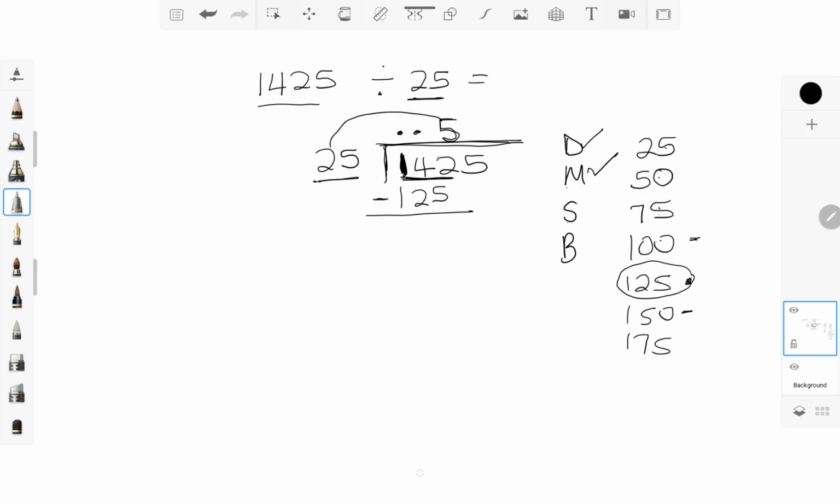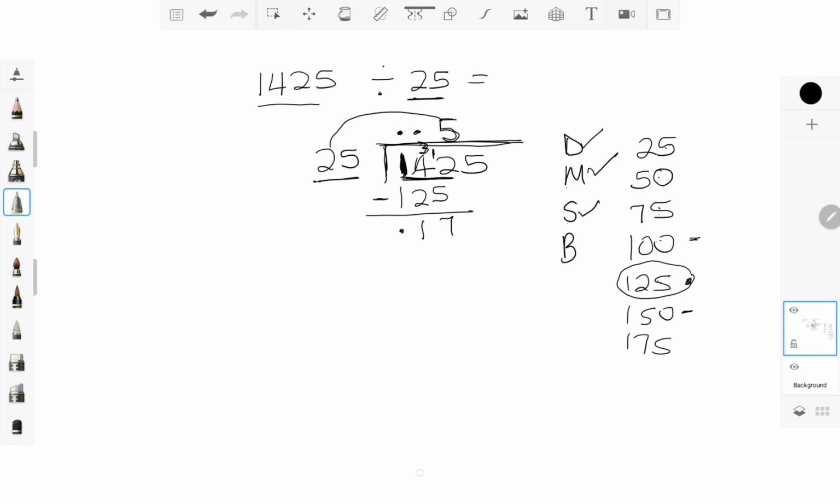Can 2 minus 5? No, so I borrow from the neighbor. That becomes a 3. This becomes a 12. 12 minus 5 is 7. 3 minus 2, 1. 1 minus 1, dot. Okay, I don't put a 0 so that I don't confuse myself. I've subtracted, I put a tick.